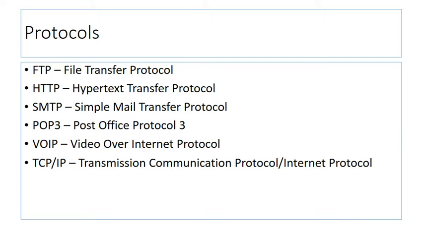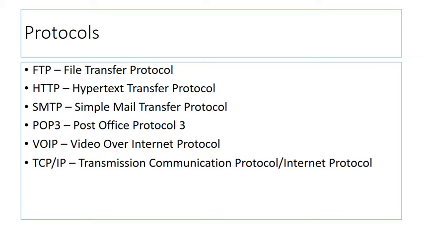Finally, we're going to be looking at some protocols. These are the ones which OCR will probably want you to know. So some of them are quite self-explanatory. So for example, FTP, File Transfer Protocol, is used for file transfers over the internet, so for example, uploading an image to Facebook.